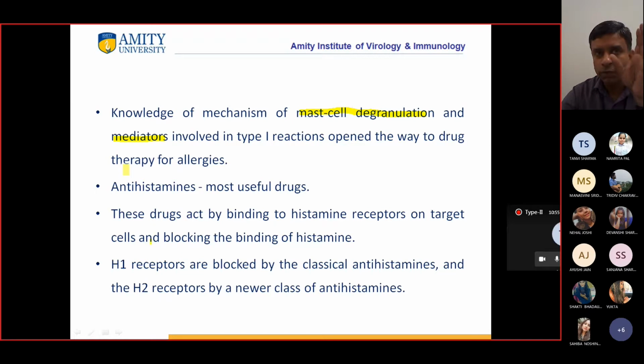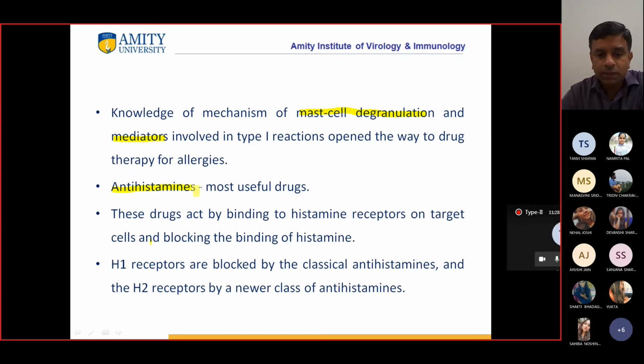Now you can look at that pathway, and you can see, okay, if I add this drug, it will block this point, and then your reaction will not take place. Or if I block this molecule, the reaction will not go ahead, right? So you should have that knowledge. And with this, there was development of antihistamines.